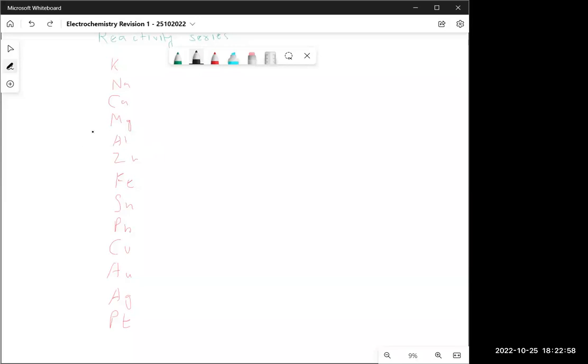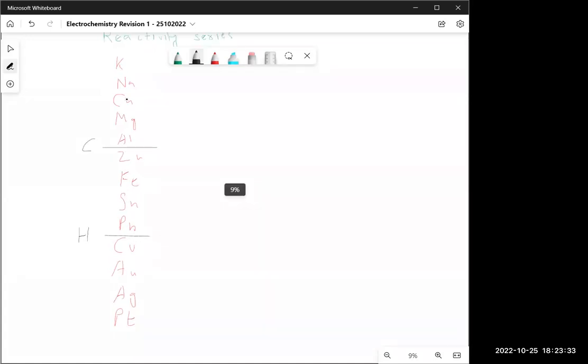Now we have some over here. We have carbon, right there after aluminium. Write this in your notebook, the reactivity series. And just above copper, we have hydrogen. Carbon is not a metal, so it's not inside the series, but we're writing it differently to make sure you understand where carbon is. Carbon is between aluminium and zinc, and hydrogen is between lead and copper.